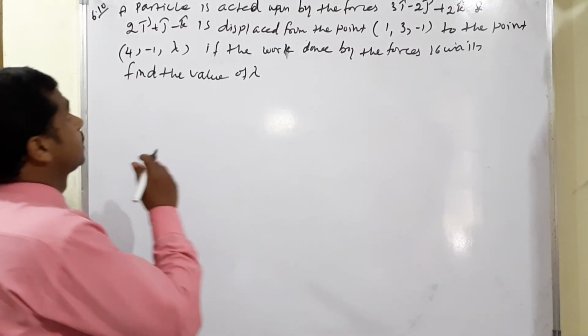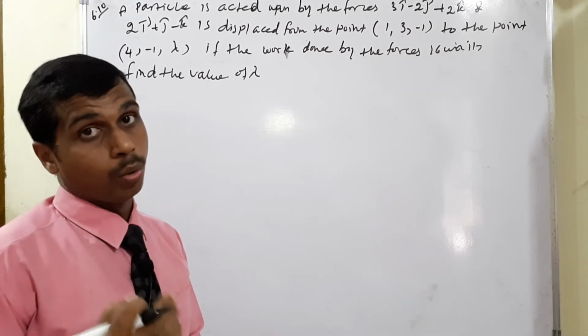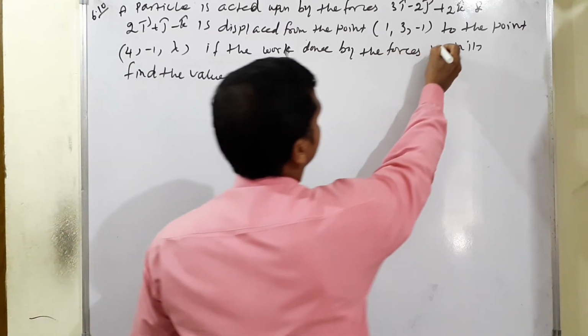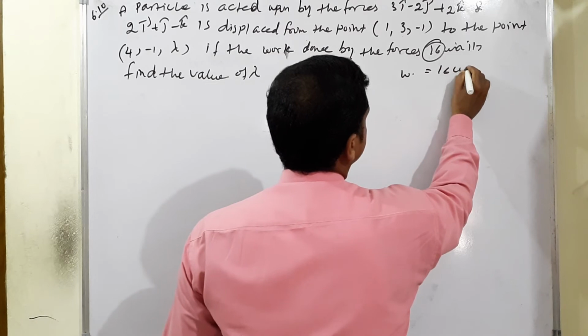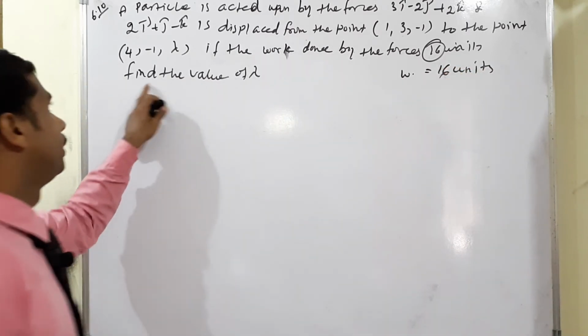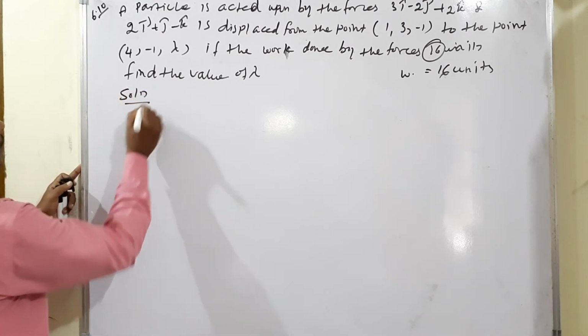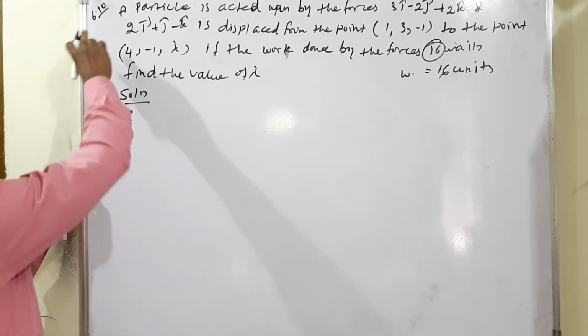Example 6.10. In 6.9, what was the question? We needed to find the work done. But here, it is given clearly that the work done by the force is 16 units. So we need to find the value of lambda. Solution: the same steps as in example 6.9.